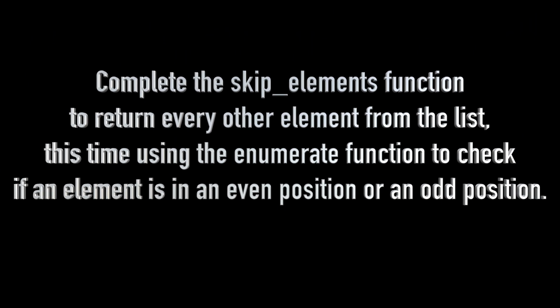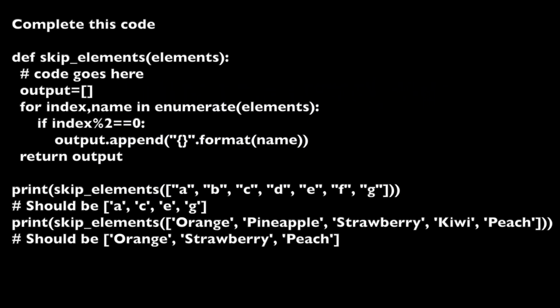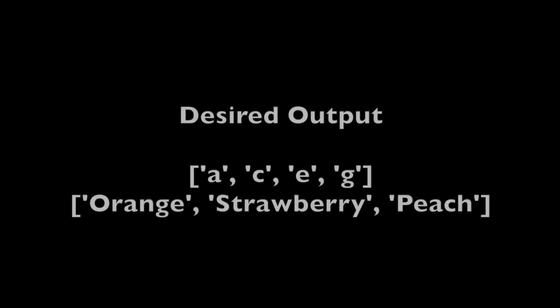Complete the skip elements function to return every other element from the list, this time using the enumerate function to check if an element is in an even position or an odd position. Here is the code template on your screen. Please try to complete it with the desired output. The required output for your reference should be like this. Please see the description section for the solution of this exercise.